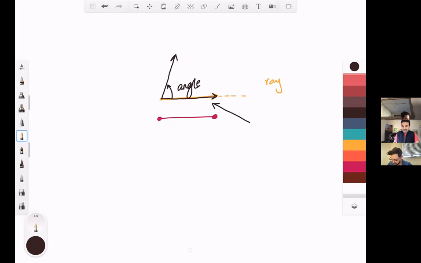This ray, they call it the initial side. And the one at the end, they call it the terminal side. So as you see, I went this direction, which is plus. So we have the initial side, and we have the terminal side.